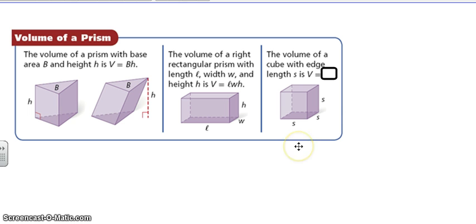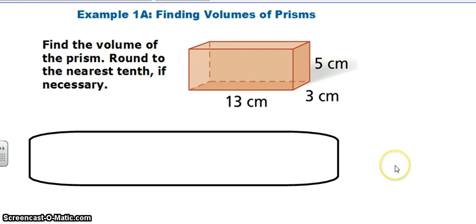For a cube, that's even more special because every side has the same length, right? So to find the volume, we simply take the edge, take the length of the side, and cube it because each of the dimensions, length, width, and height are the same.